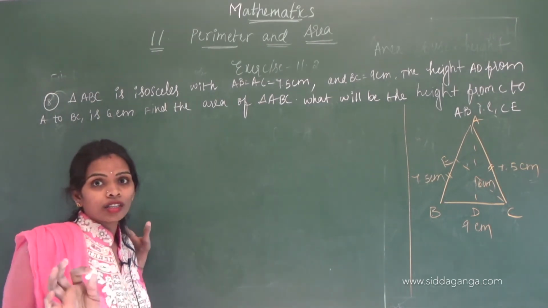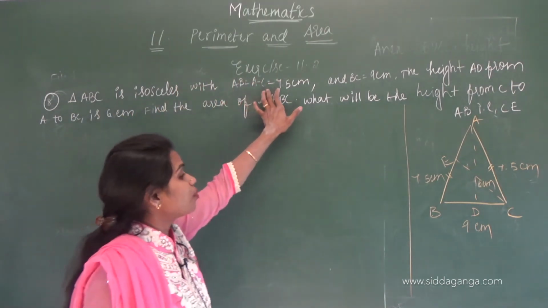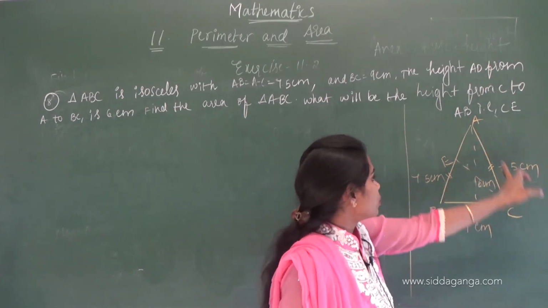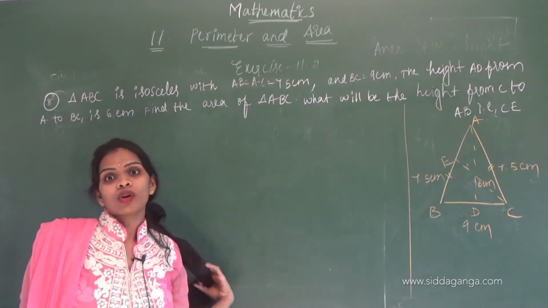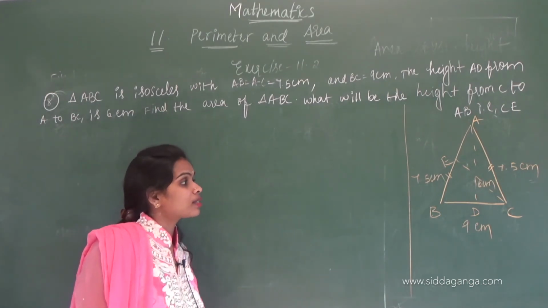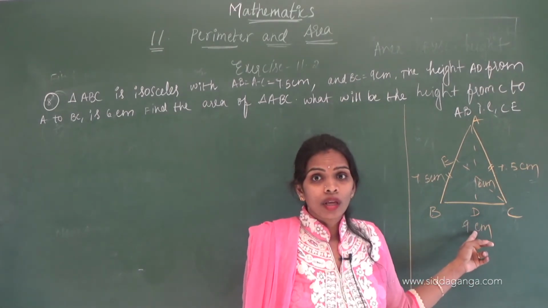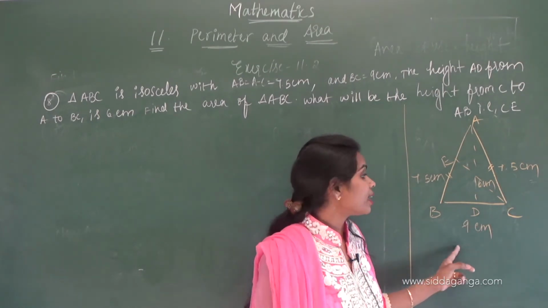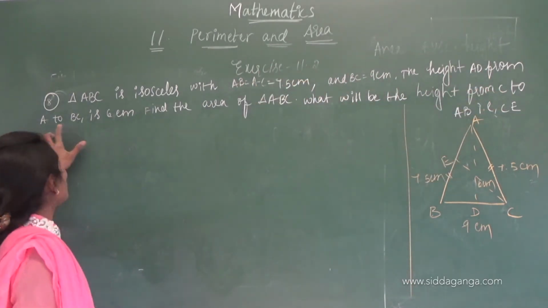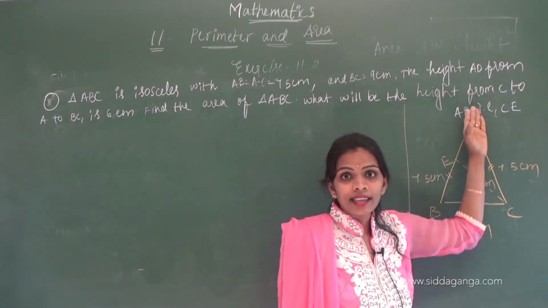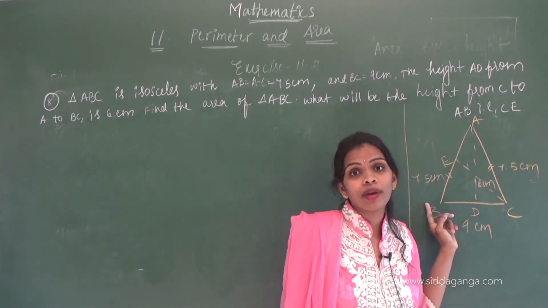Just read the question and understand. A triangle ABC is an isosceles triangle with AB equals to AC equals to 7.5 centimeters. Isosceles triangle means a triangle in which two sides are equal, and the base side measurement is also given, that is 9 centimeters. The height AD from A to BC is perpendicular. AD is the perpendicular height from A to BC.